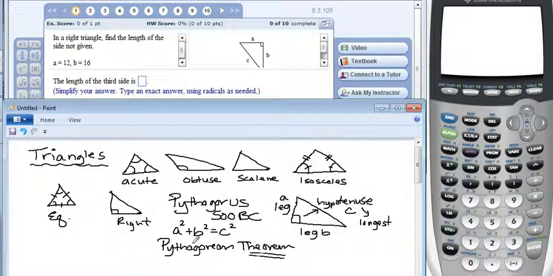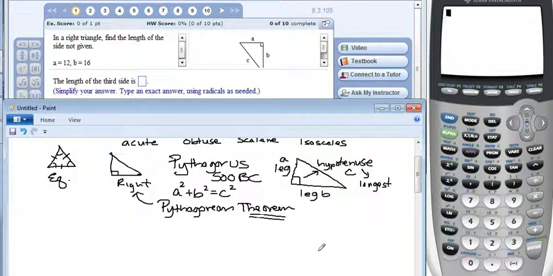So it's true for all right triangles. Is it true for equilaterals? No. Acutes? No. None of these, right? There's one case in which an isosceles happens to be a right, but only one case. And that's when these two are 45s. That means this one has to be a 90 up in here. So normally this only applies to right triangles. So what this does for you is if you know two sides, whether it's the A and the B, or the A and the C, or the B and the C, you can always find the third side. So it's very important.